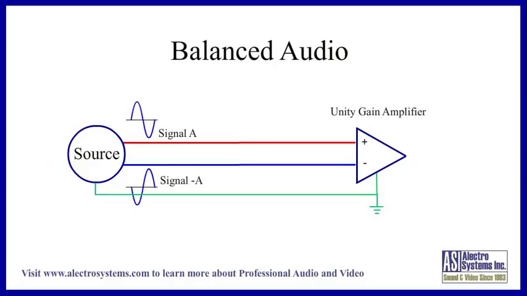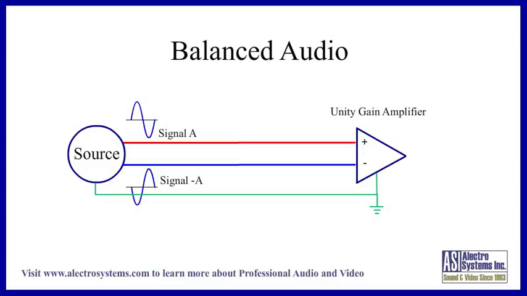A balanced system is a little more complicated. Instead of a single conductor plus a shield between the signal source and the amplifier, there are two conductors plus a shield. One conductor carries the main signal, while the other conductor carries the inverse of the same signal, 180 degrees out of phase. The two together are referred to as a differential signal.